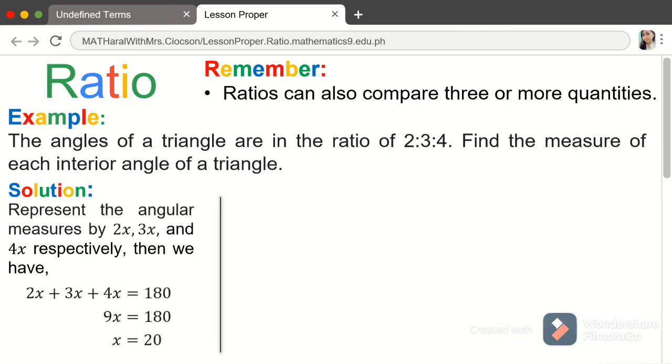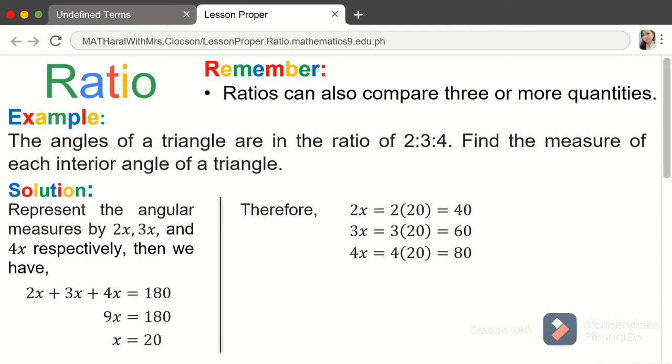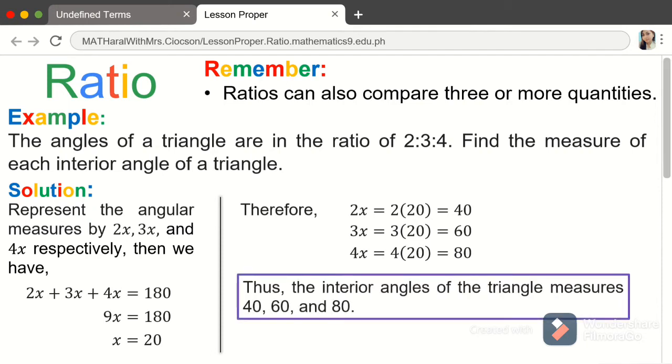Therefore, by substituting x to the given ratio of angles, we have 2x is equal to 2 times 20, which is 40. 3x is equal to 3 times 20, which is 60. 4x is equal to 4 times 20, which is equal to 80. Thus, the interior angles of the triangle measure 40, 60, and 80.